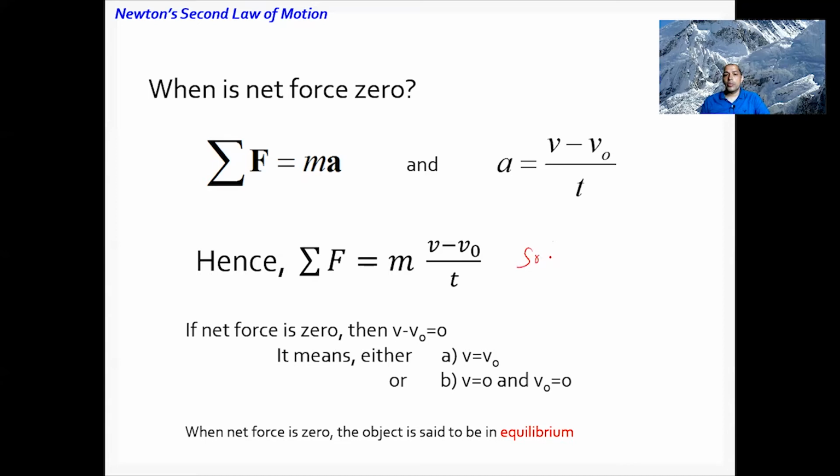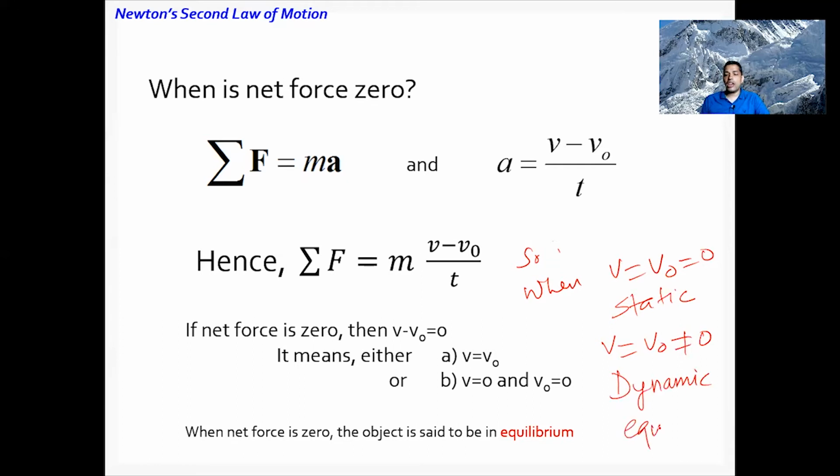So when v equals v0 equals 0, that condition is called static equilibrium. When v equals v0, but they are not 0, that's dynamic equilibrium. Okay, there are two kinds of equilibrium. One is static equilibrium, the other one is dynamic equilibrium. Let me summarize. When the object is at rest, that's called static equilibrium. When the object is moving with constant velocity, in that case, the equilibrium is called dynamic equilibrium.